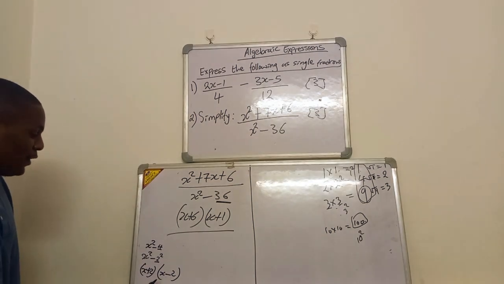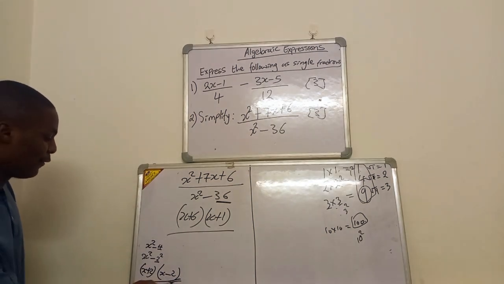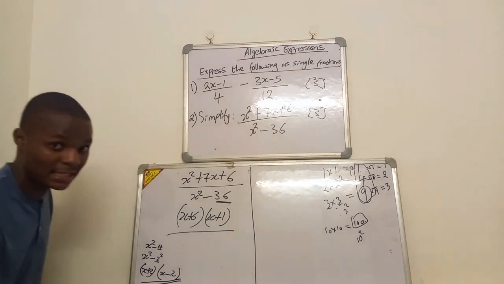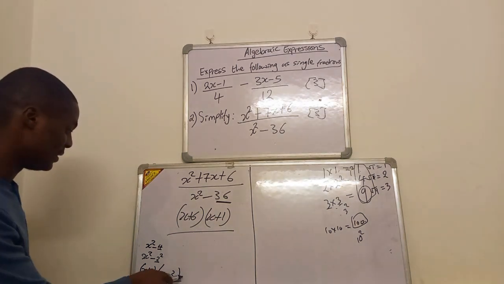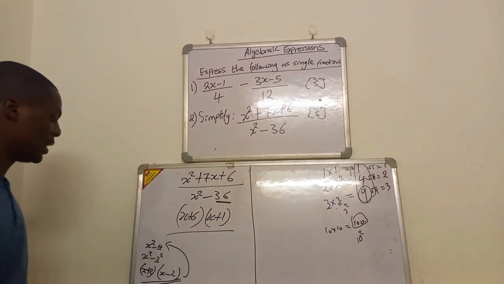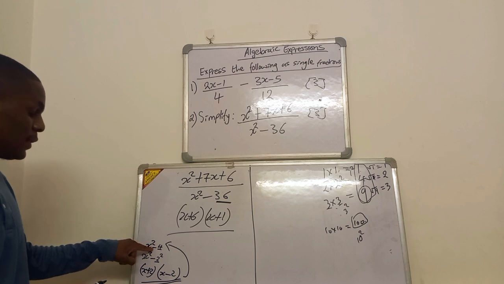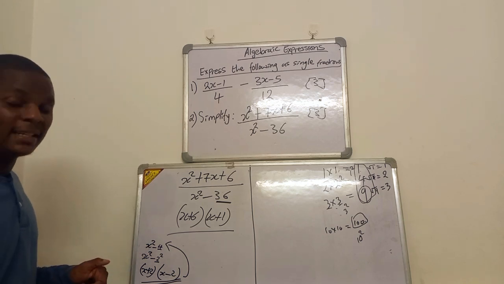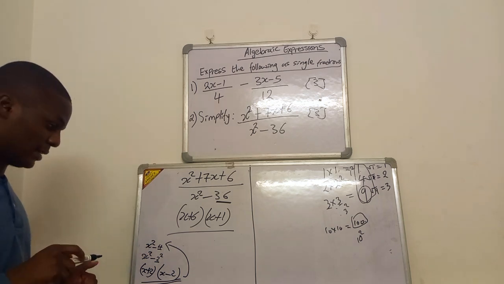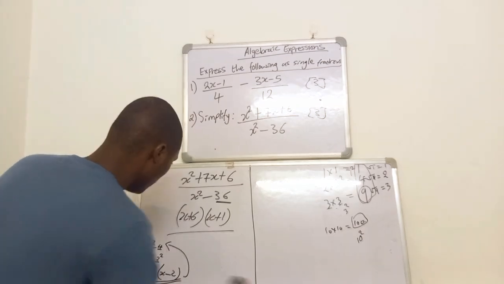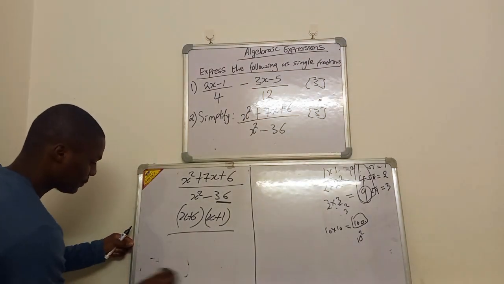So this is how I factorized. This is now a factorized expression, such that if you expand this, you will go back to the first one. So factorization and expansion are opposites. Okay, so now let's come back here.